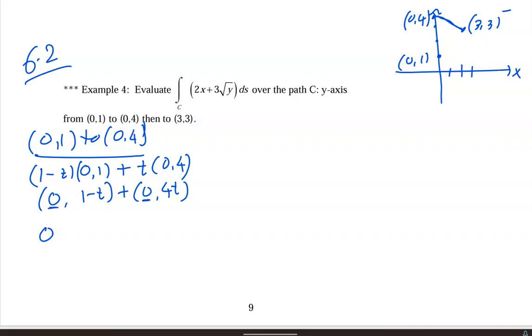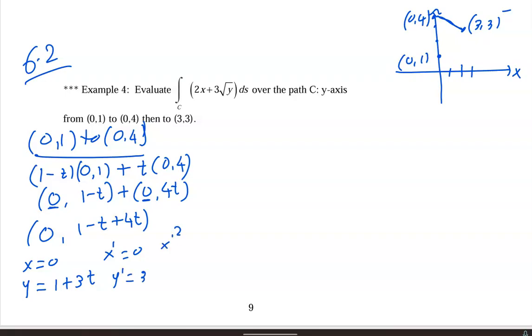So this 0 and this 0, you add it. The x component you are adding is 0, and then the y component is 1 minus t, and then plus 4t. So that means x equals 0 and y equals, if I combine, 1 plus 3t. Okay. Now let's take the derivative. The derivative of x is still going to be 0, and the derivative of y is going to be 3. If I square those, the x derivative squared is 0 and the y derivative squared is going to be 9.